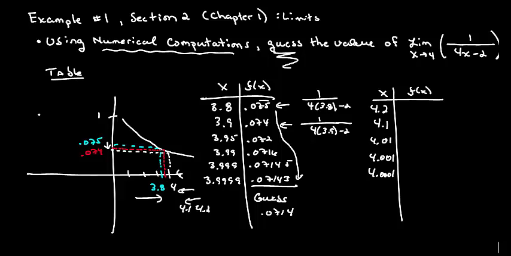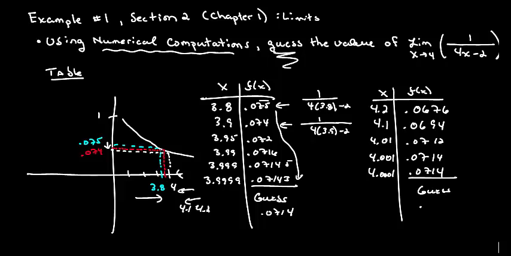And if we do just 4.2, I get out 0.07 or 0.0676 approximately. If I plug in 4.1, 0.0694, 4.01, this guy right here, gives me 0.0712. Put an extra 0 in there, and we get 0.0714. And if I put one more in, I'm going to get the same thing. Okay, so our guess from the right side is also 0.0714.